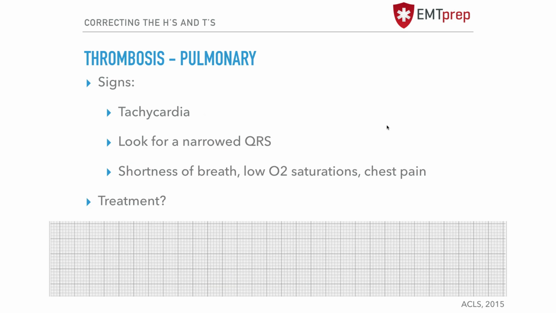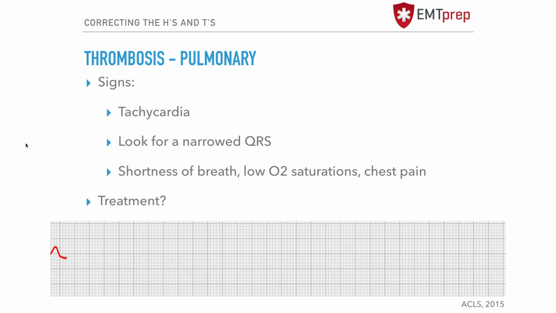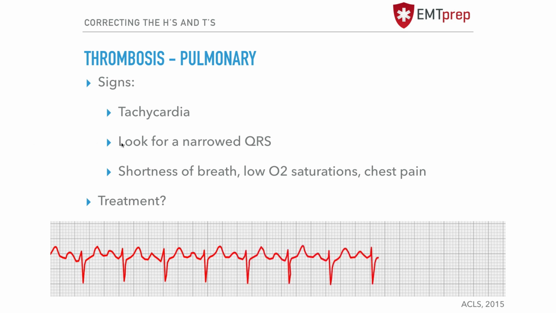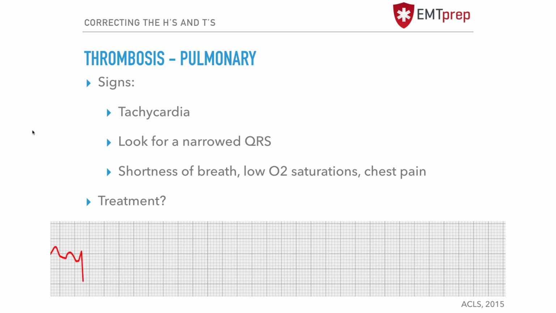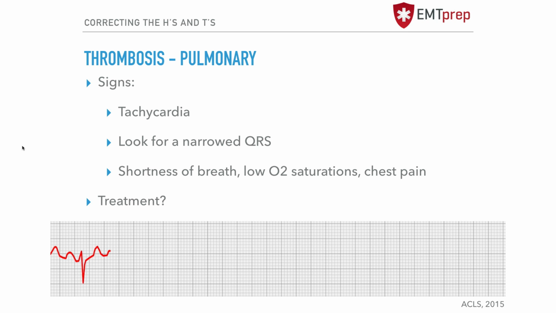And lastly is THROMB, or thrombosis. Again, we have pulmonary and cardiac, so we'll go over both here. You have tachycardia, primarily just due to the heart trying to work harder to get that little bit of oxygen it has left around to all the parts of the body that need it. You'll look for a narrowed QRS. We typically won't see wide QRSs with these rhythms.